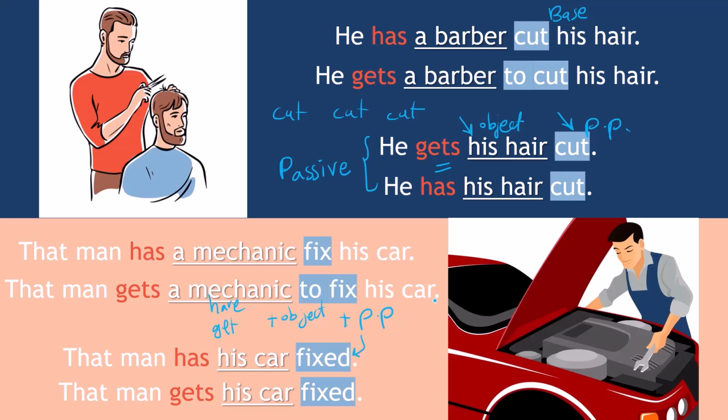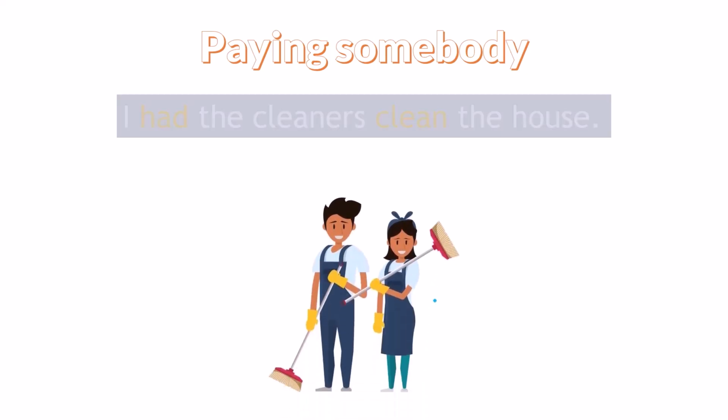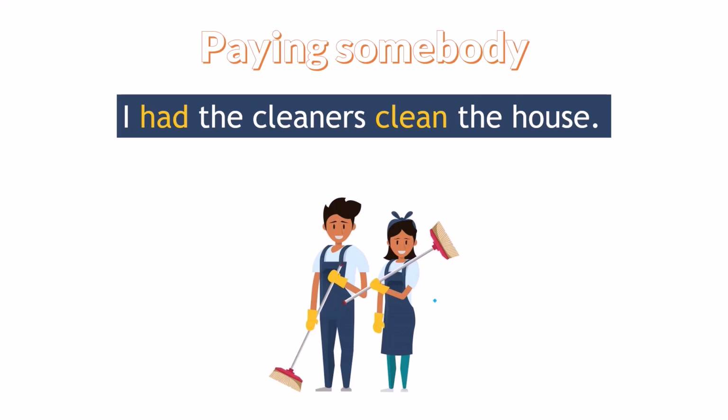Let's talk about the differences between have and get. As I told you before, sometimes we pay other people money in order to make them do something for us. So paying somebody. Like this picture. For example, you want to clean your house, but you don't have the time to do it yourself, or you don't want to do that yourself, you get some cleaners. You can say, I had the cleaners clean the house. It means that you paid them money. I had the cleaners clean the house.